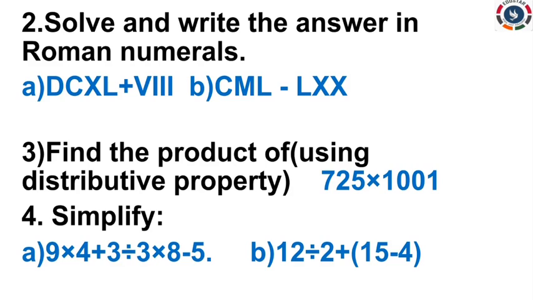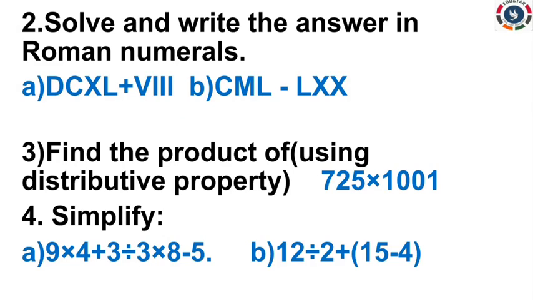Number 2. Solve and write the answer in Roman numerals. A, DC plus XL plus VIII. So substitute the value for DC, XL. What is the value? D for 500, C for 100, I mean 600. XL means 40, 640. Then write plus, then V for 5, then III means 3, totally 8. So 640 plus 8, you add the value and write.